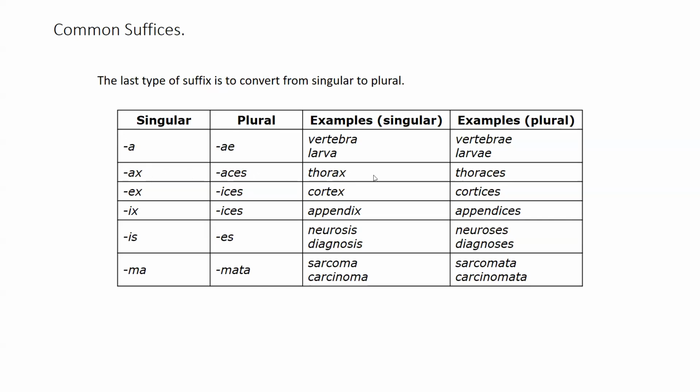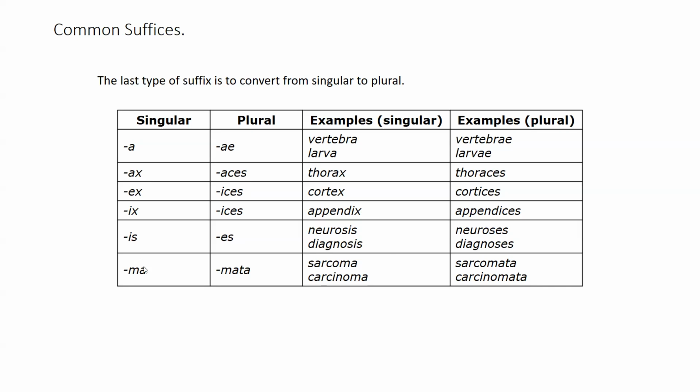So thorax becomes thoraces. If it ends in ex or ix, the plural is ices, and we've seen that in suffices and prefaces. So a cortex becomes cortices. An appendix becomes appendices. Each individual only has one appendix, so you won't usually have to make that a plural. If it ends in is, it becomes an es, as in a singular neurosis, or you have many neuroses. Or there's a single diagnosis, or there's several possible diagnoses.